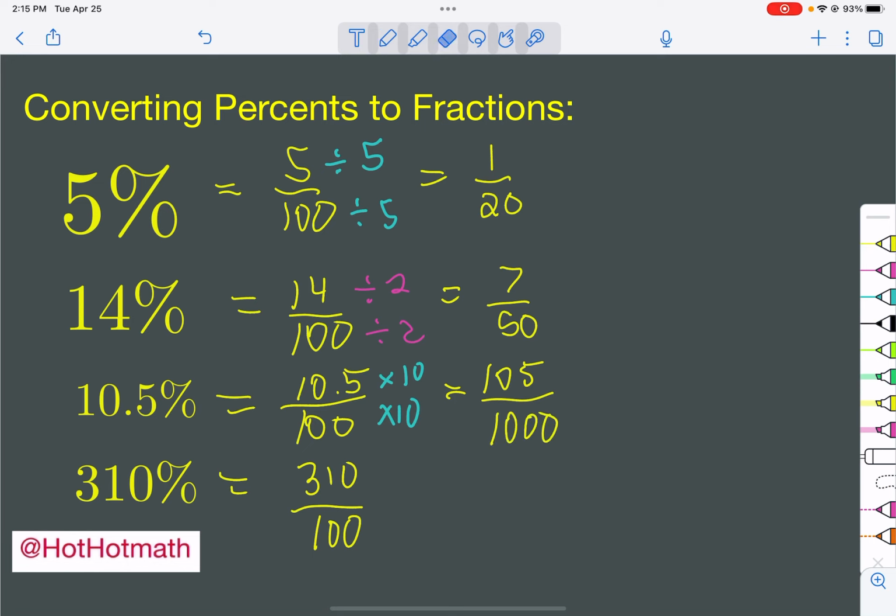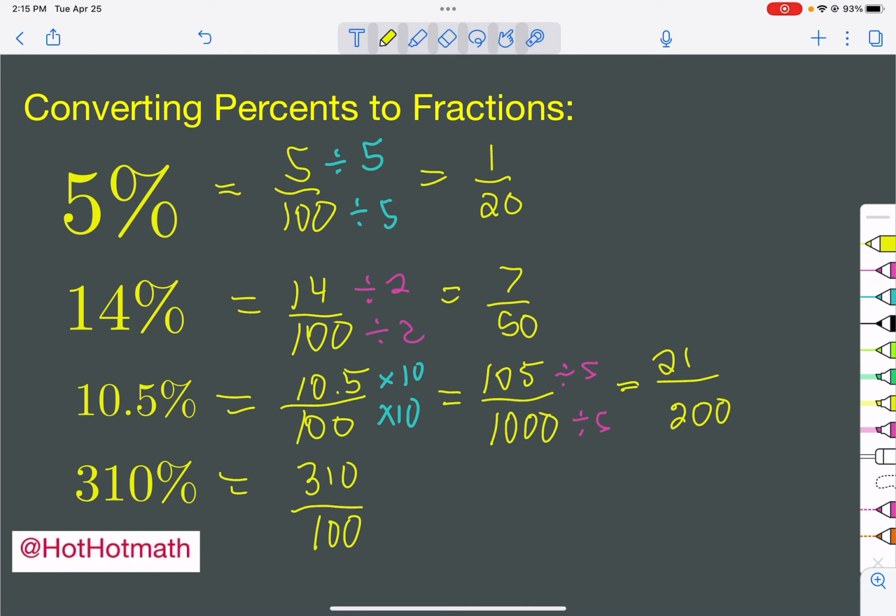Now it looks a lot more like a fraction, but now we have some other issues. Both top and bottom are numbers that are divisible by 5, so let's divide by 5. 105 divided by 5 is 21. 1,000 divided by 5 is 200. Now, 21 is only divisible by 3 and 7 and 21. So those numbers don't go into 200, so that's how you know that you're done.